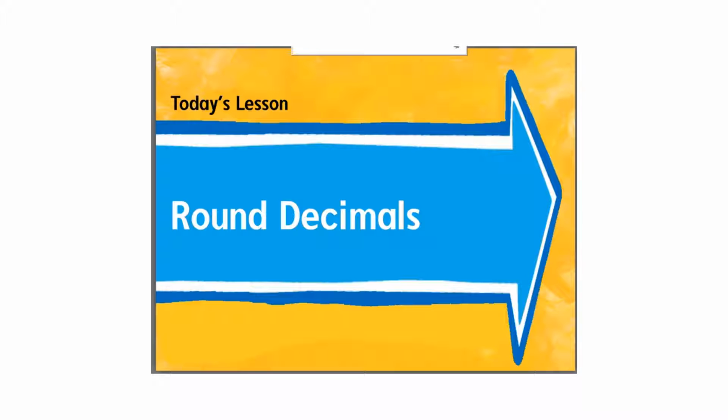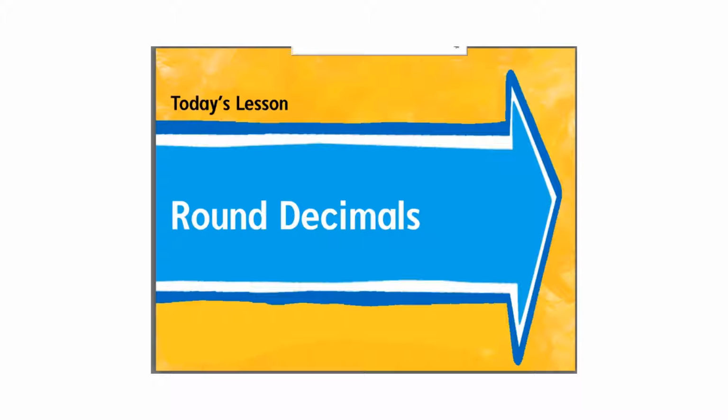We have learned about decimals a little bit before. We learned how to change decimals into fractions. We learned how to read decimals. We learned how to compare decimals. So our lesson today is about rounding decimals. When you round decimals, it's pretty much like rounding any other regular number. Once we get started, you're going to see that it's not that much different.